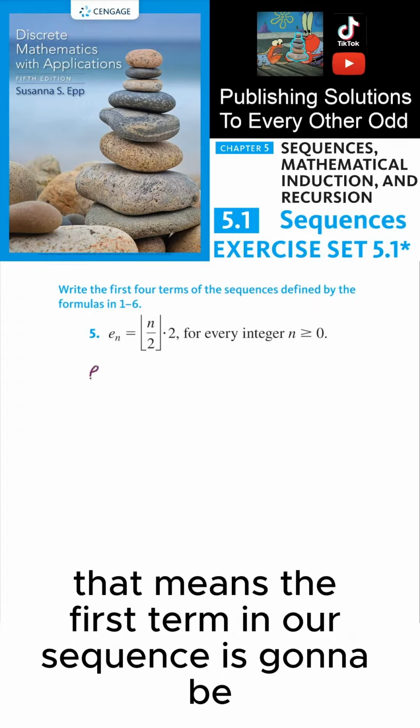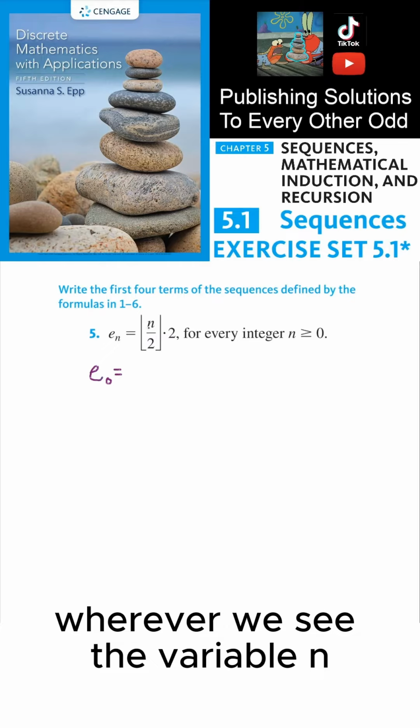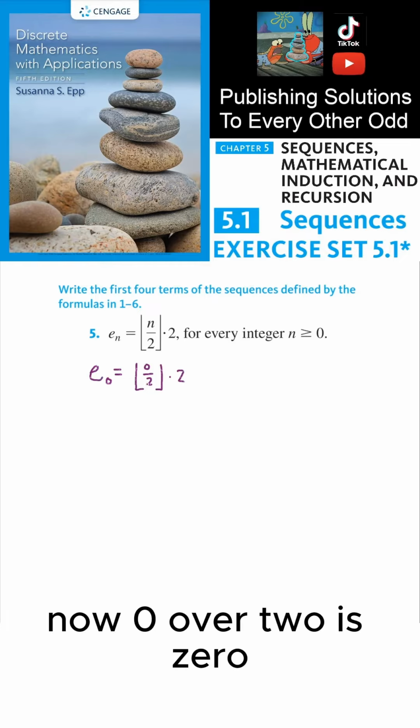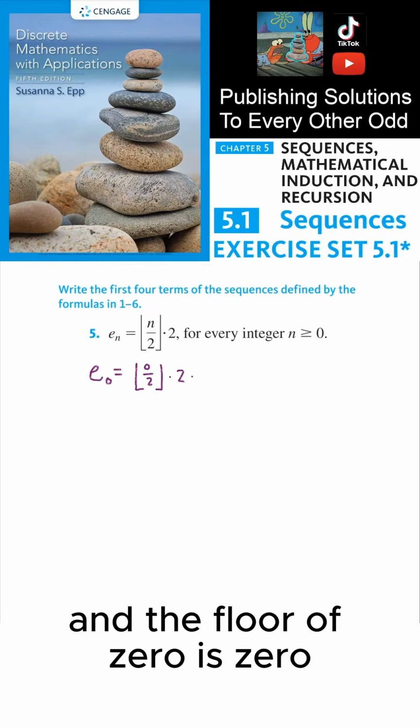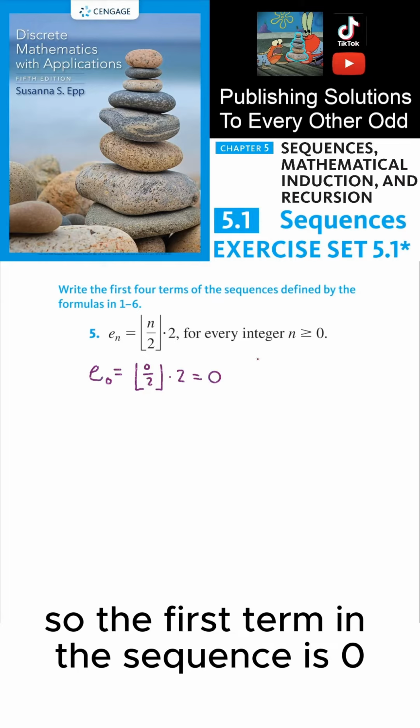That means the first term in our sequence is going to be E sub 0. And we find E sub 0 by plugging in 0 into this formula wherever we see the variable n. So this is the floor of 0 over 2 times 2. Now 0 over 2 is 0, and the floor of 0 is 0, and 0 times 2 is 0. So the first term in the sequence is 0.